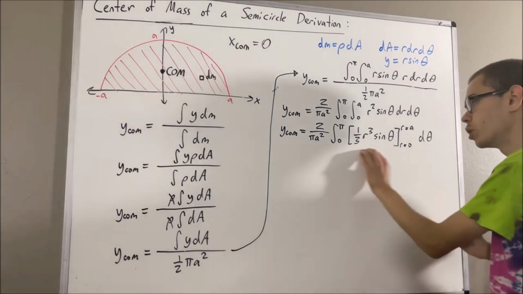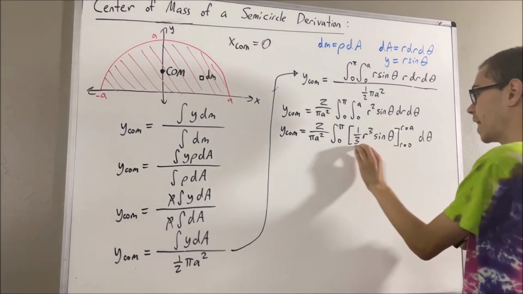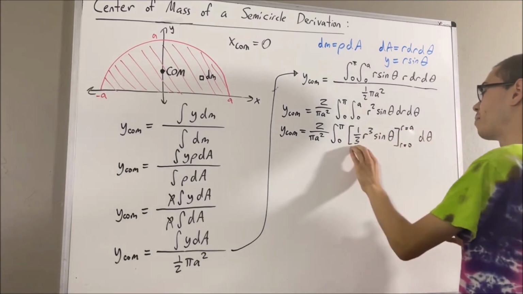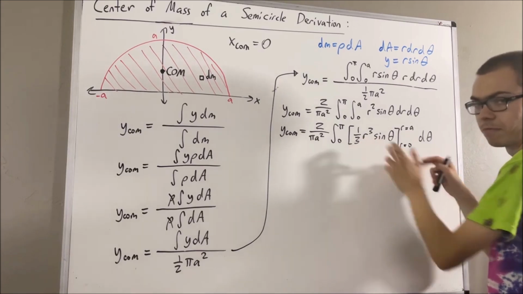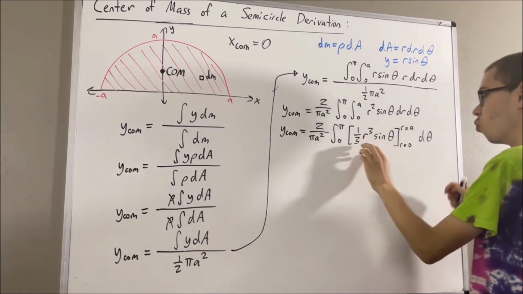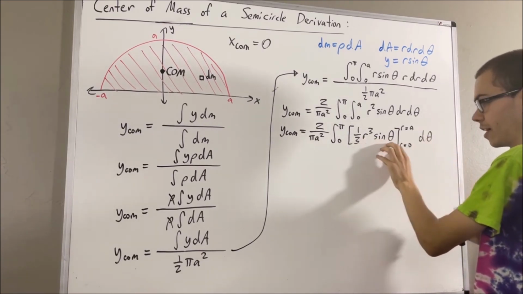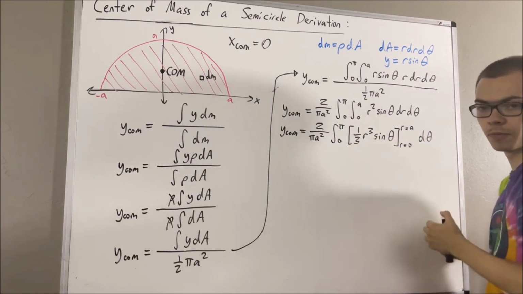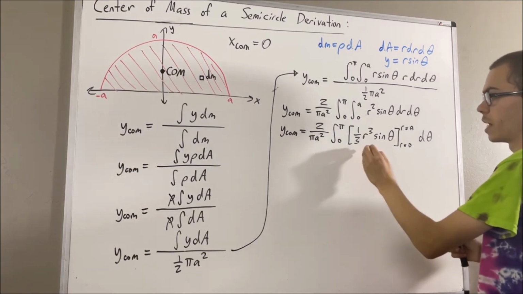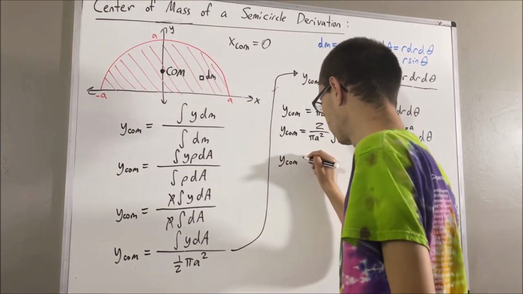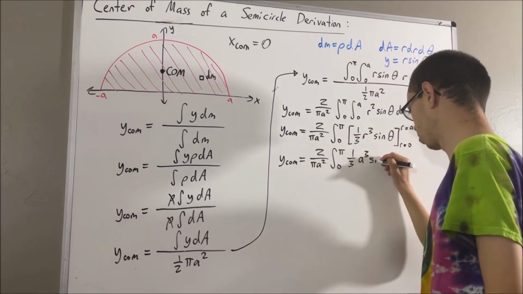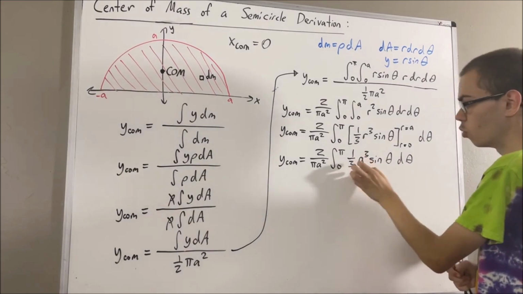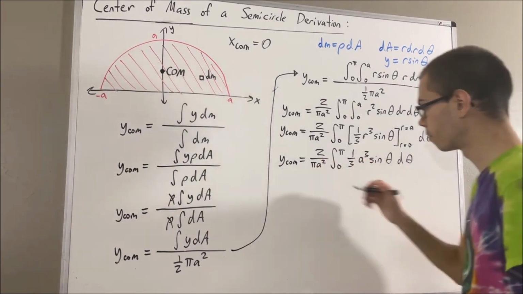So what do we do with this? We're just taking what we have here, substituting r for a, and subtracting this, where we substitute r for 0. So this is just 1/3 a cubed sine theta minus 1/3 0 cubed sine theta. That just becomes 1/3 a cubed sine theta. Since 1/3 a cubed is a constant, we can pull that to the outside of our integral.